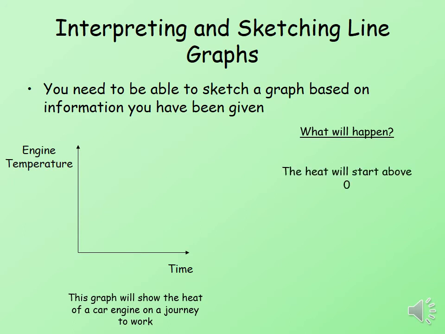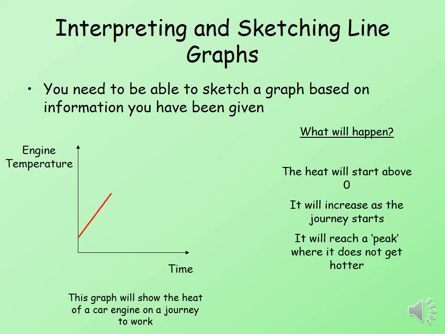Okay, so it will obviously start from 0. It will increase as the journey starts and obviously reach a peak. Okay, and obviously it stays there because that's the temperature that you want, and then it will fall again at the end of the journey as you are coming home or because you have turned it off. Alright, so that is what that diagram would look like.